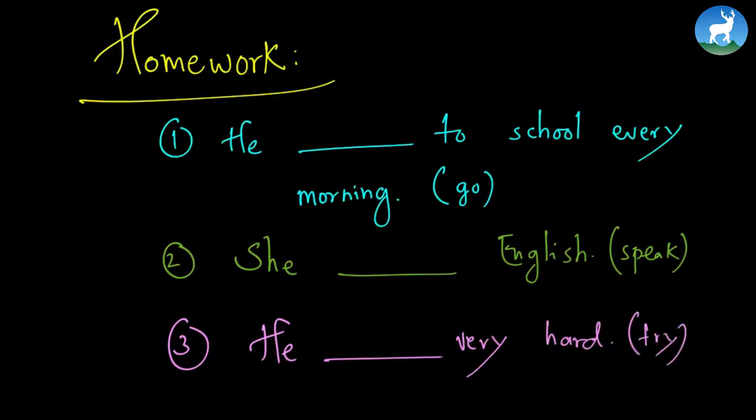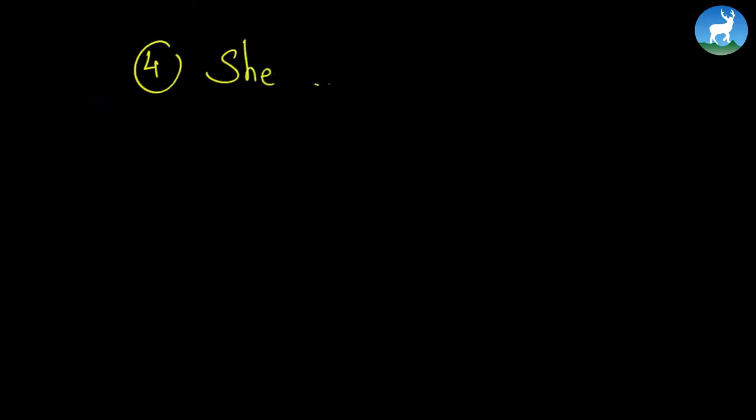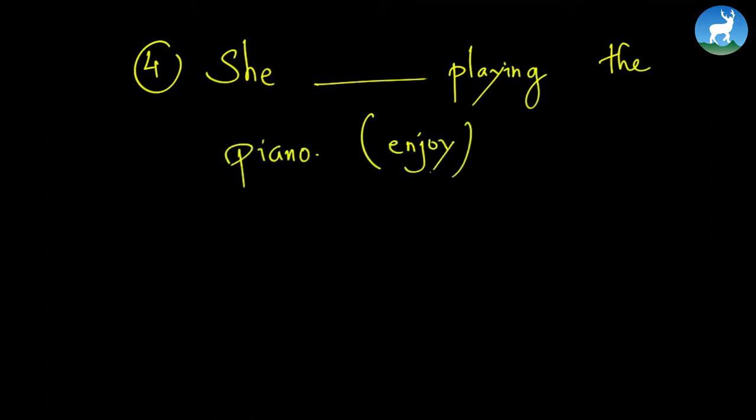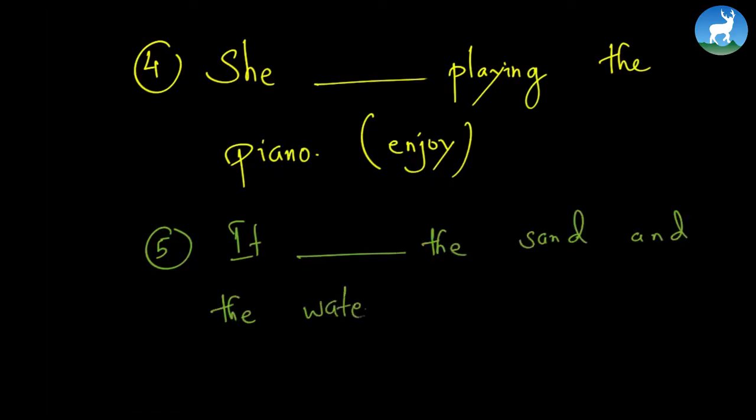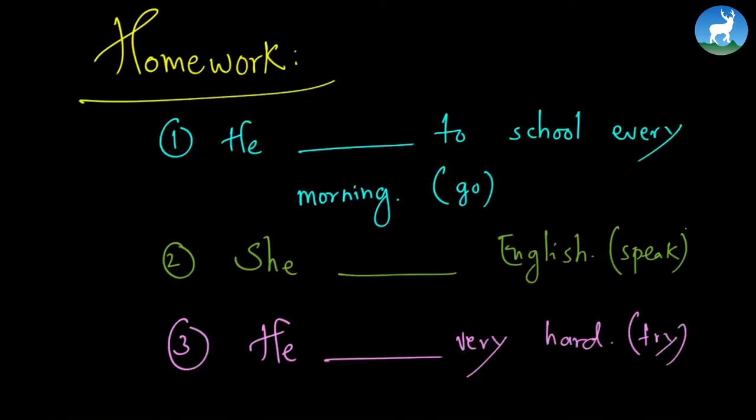Let me give you 2 more questions. She, blank, playing the piano, and the verb is enjoy. Last question: it, blank, the sand and the water, and the verb is mix. So these are the questions for your practice. I guess when you are done practicing these questions, you would be pretty fluent with the concept of the present tense. So these 5 questions are for your practice.